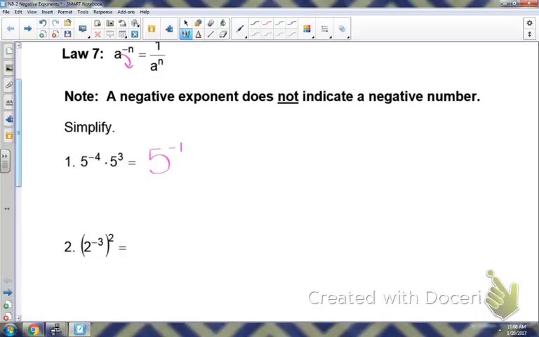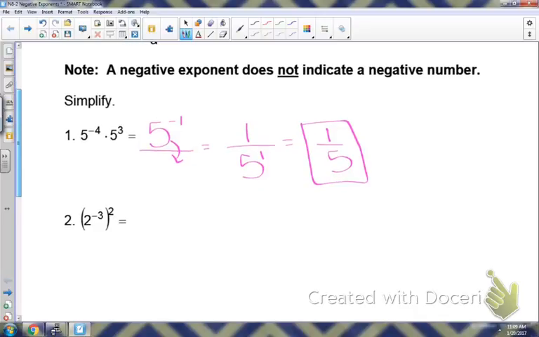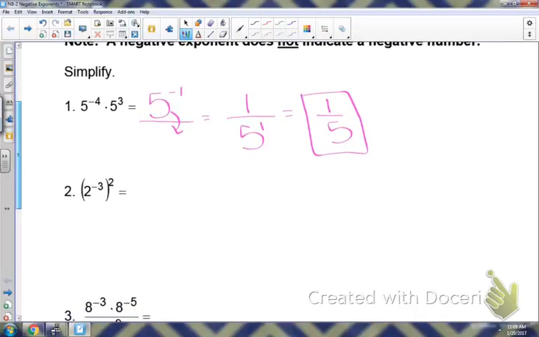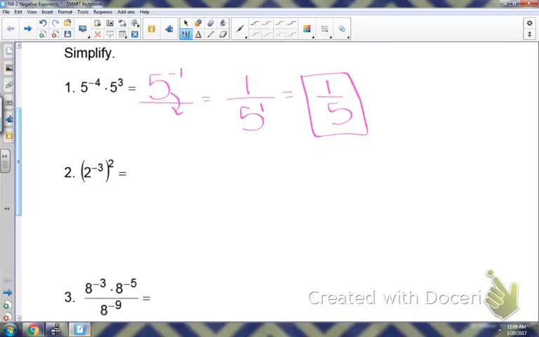Okay, so we have a negative exponent. We don't want negative exponents. So I'm going to take the base, which is 5, the exponent, and move it. Okay? If there's nothing left, we're going to put a 1 on top. Over, now it's 5 to the positive 1 power, and that just equals 1 over 5. So we're using laws of exponents from yesterday, and then we're just adding to it with negative exponents.